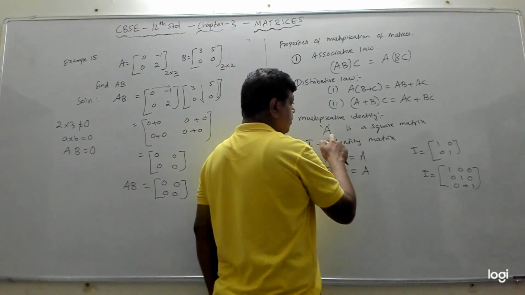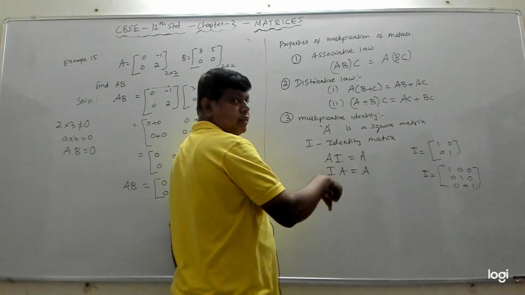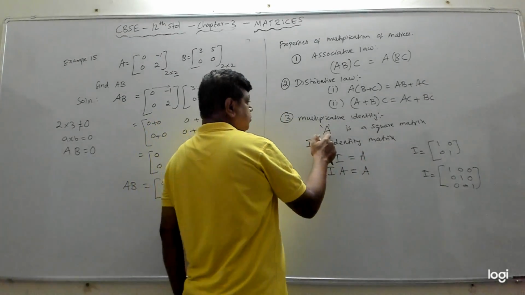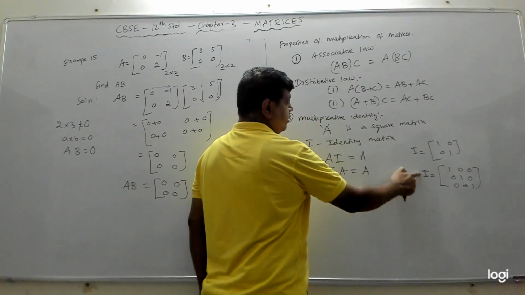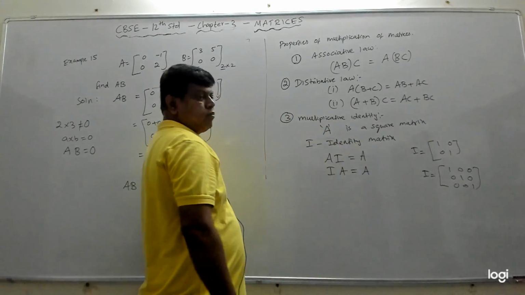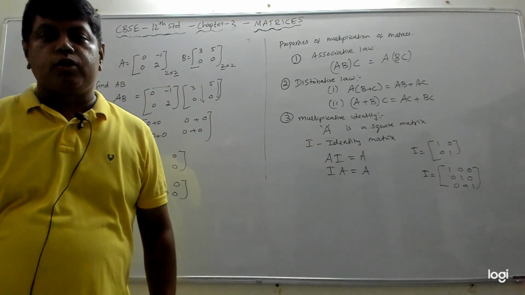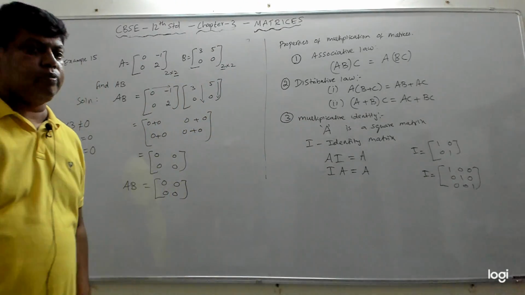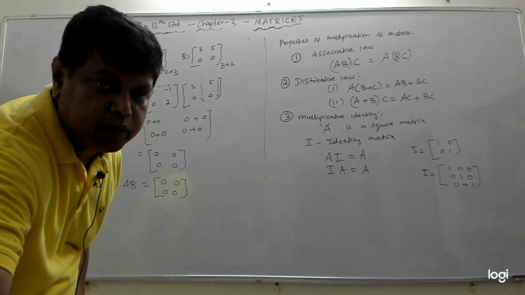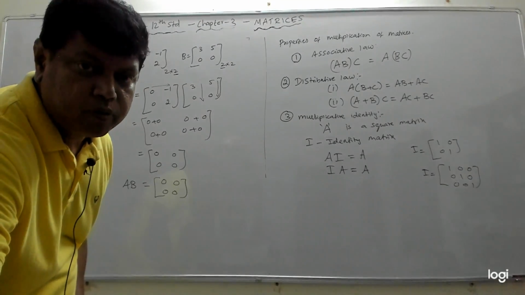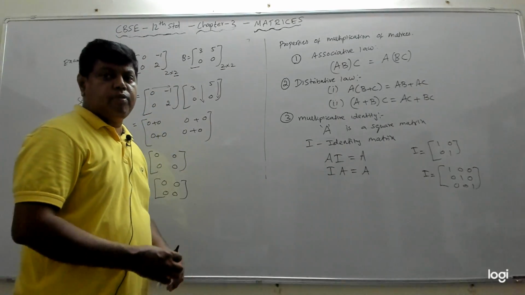So if you multiply A of order 2 with this I, you will get back the same matrix A. If A is a square matrix of order 3 and it is multiplied with this I, then you will get back the same matrix A. That is why this I is called the multiplicative identity for all the square matrices. So that is the third property, the multiplicative identity. Fine. So these are the three properties that we have for multiplication of matrices.